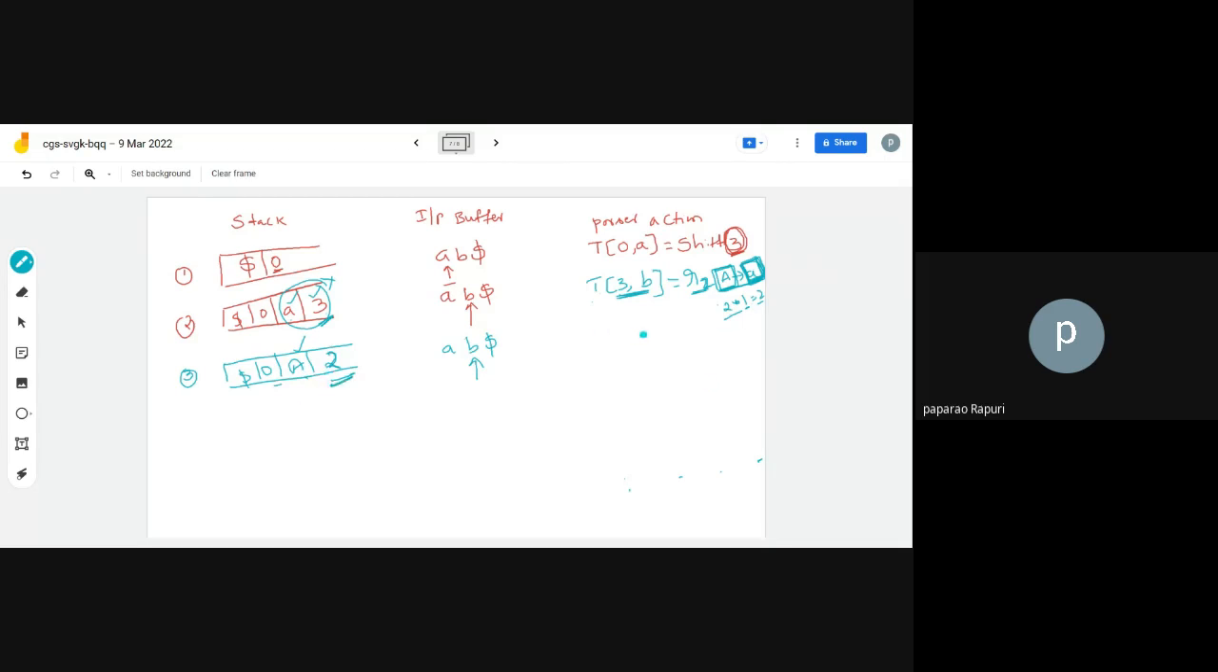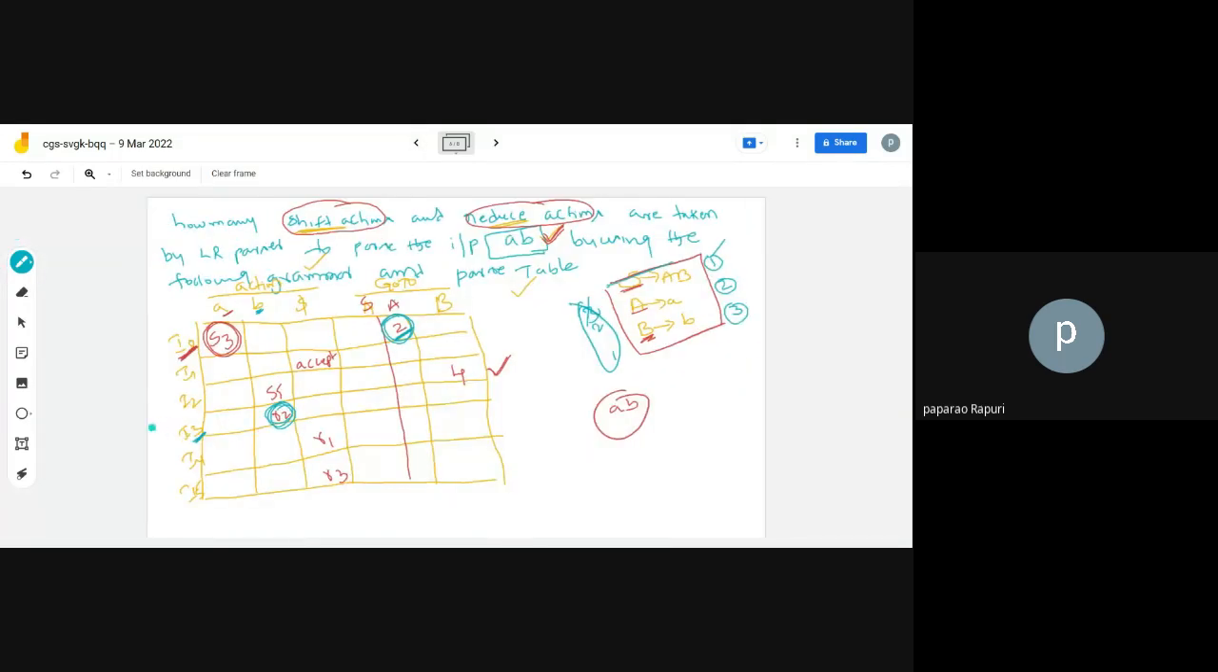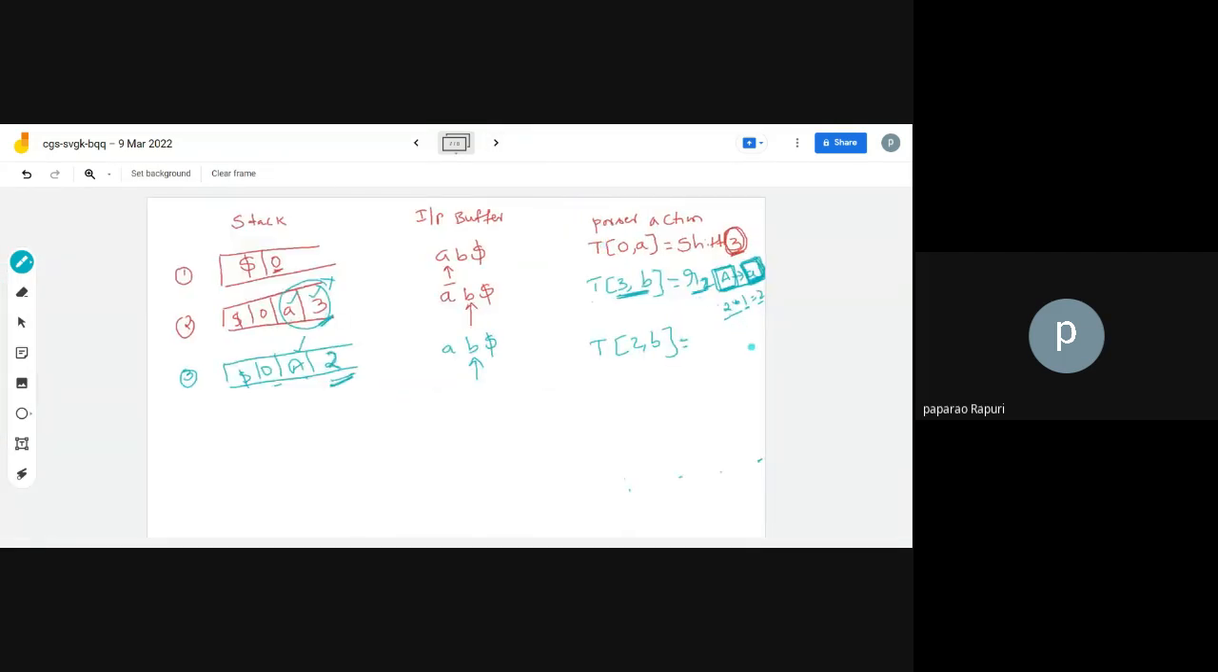And the input symbol is B. So T of 2 comma B. Then move to the table again. 2 comma B means S5. So S5 means shift 5.